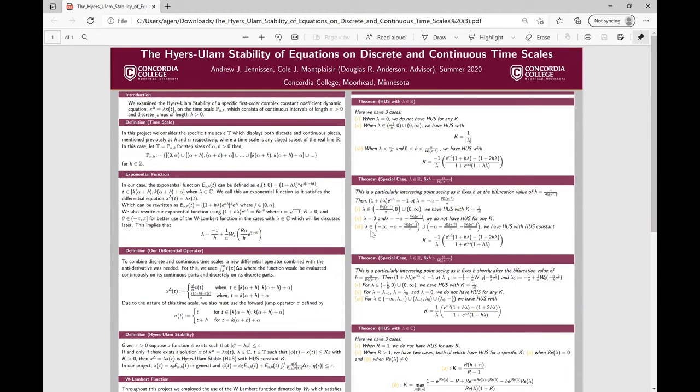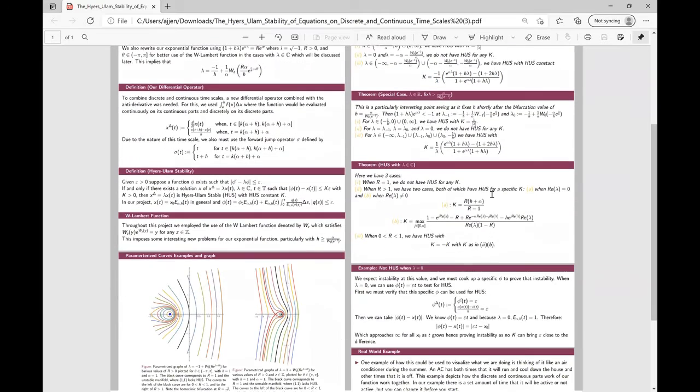And then we go on and find that when we take our lambda and put it in everywhere, not including our bifurcation, or when our lambda makes our exponential function equal that bifurcation value, or equal -1, we do have Hyers-Ulam stability with that same constant again as above, which is to be expected.